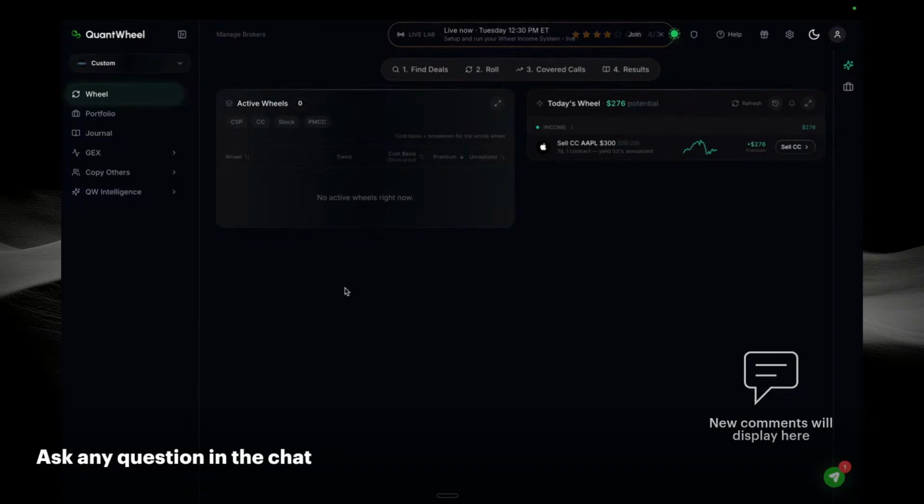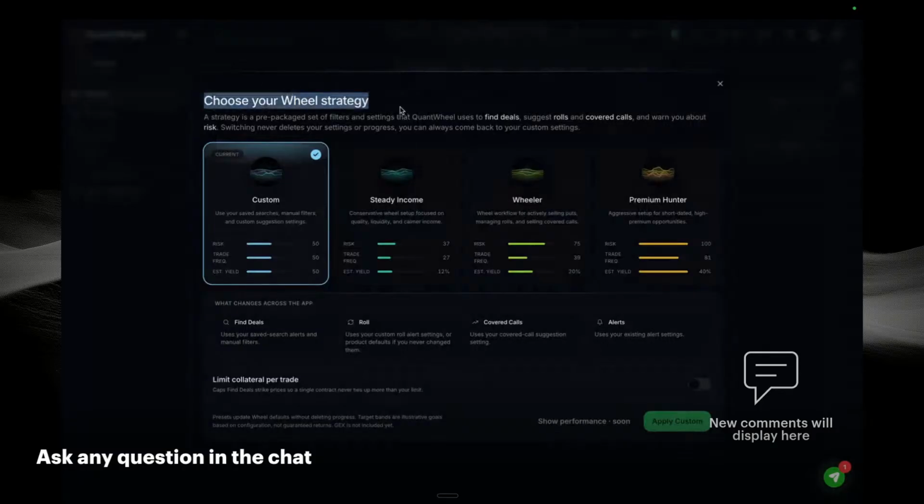First thing you need to do when you log in and when you start using QuantWheel is to connect your broker. Why? Because otherwise the whole thing is going to be empty for you, the whole screen. When you connect your broker, QuantWheel gets the read-only access to see which positions you're holding and to be able to calculate the break-even price, your profit and loss, and much more. So once you do that, QuantWheel will log in, your broker will communicate the data with QuantWheel, and then you're going to be able to choose your wheel strategy.